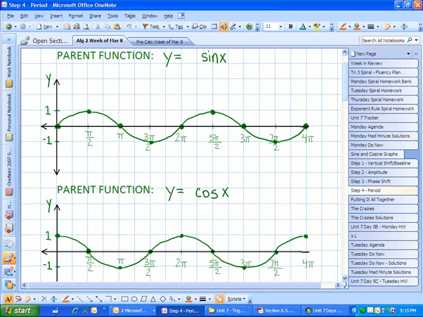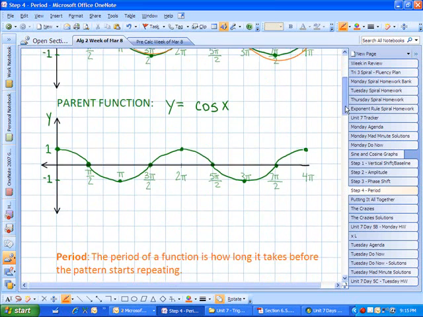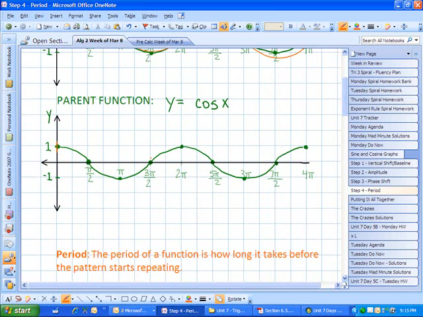If you recognize, the period in all of our graphs so far has been 2 pi, because it takes from 0 to 2 pi to get a full cycle of the graph before it starts repeating and doing exactly the same thing it did before. So both for sine and for cosine, we've had a period of 2 pi.